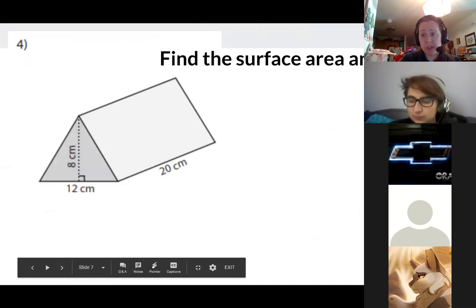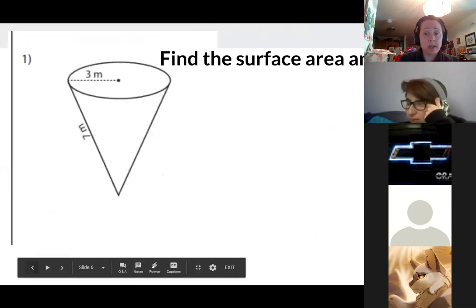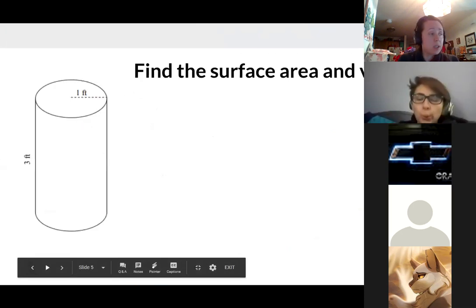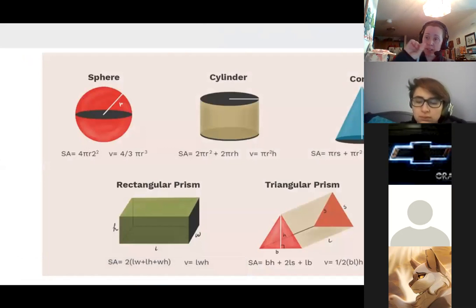I'm gonna skip this one because it follows the same format. You would just use the triangular prism formula, and you would follow all the sides that you need. Okay, so remember, S is slant height, L is length, and then B is base.